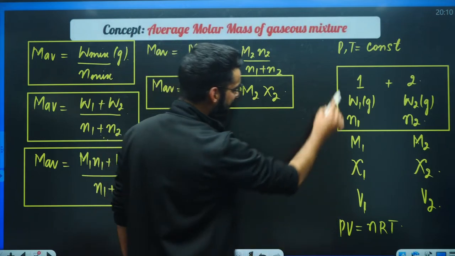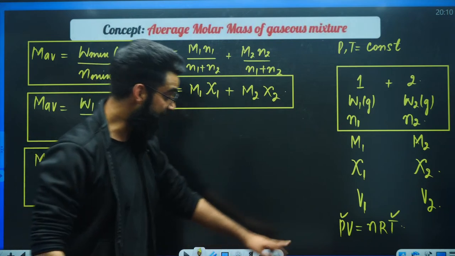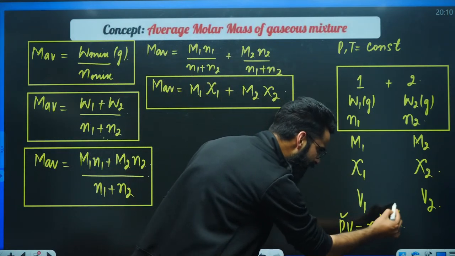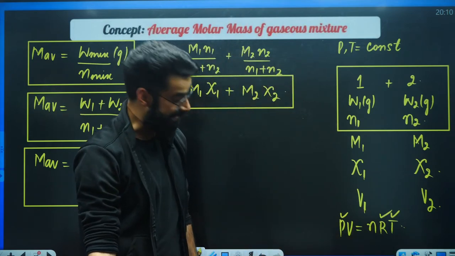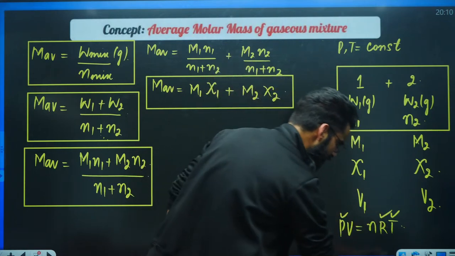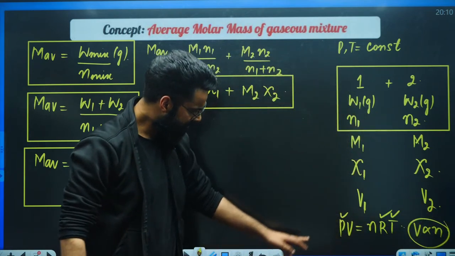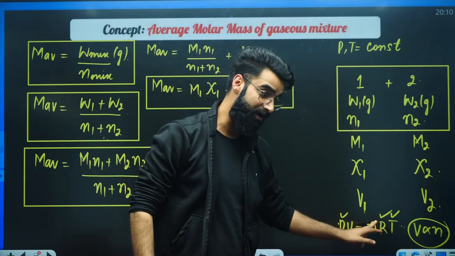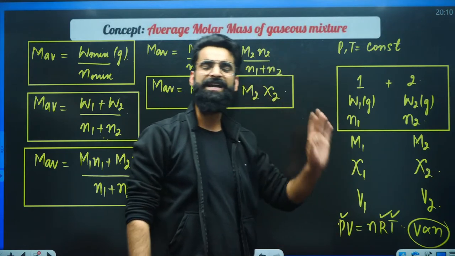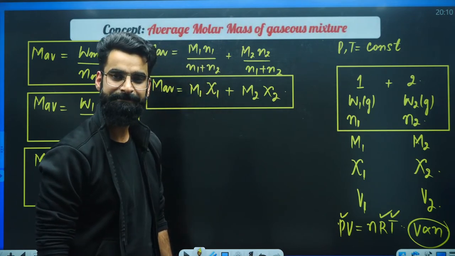My dear students, am I keeping the pressure and temperature of the mixture constant? Yes, I'm keeping the pressure and temperature of the mixture constant. Is the R value already constant? The universal gas constant? Yes, R is already constant. So, I can say at constant pressure and temperature, volume is directly proportional to moles.